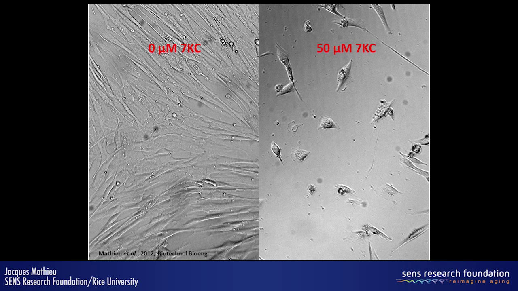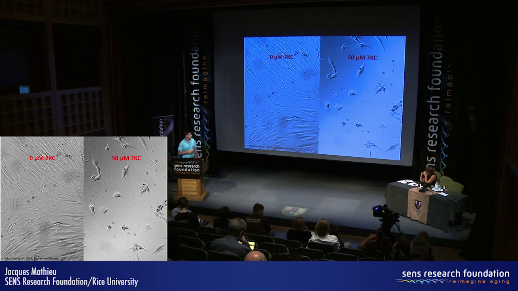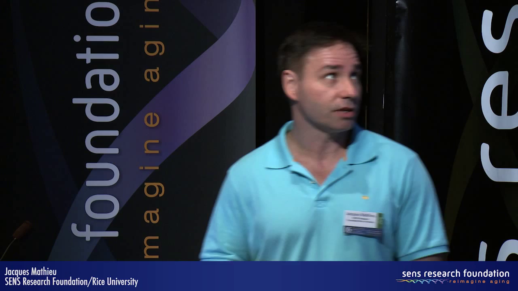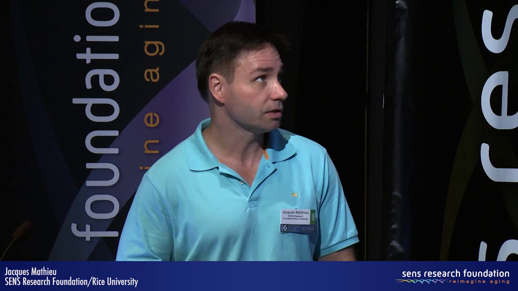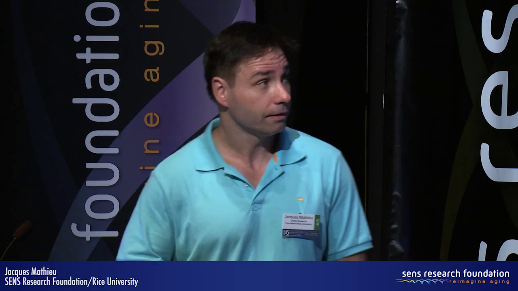This is the effect that 7-ketocholesterol may have on cells. These are healthy human fibroblasts that haven't been exposed. These are fibroblasts exposed to 50 micromolar 7KC. It's complete cell death. And this is actually about half the physiological level that we'll see in humans. You may get up to, I think, a maximum of about 100 micromolar in an advanced atherosclerotic plaque.